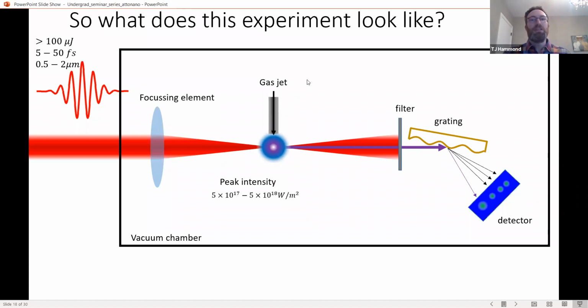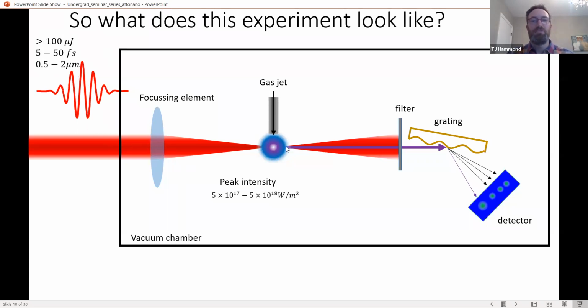What does this experiment kind of look like? Well, what you would do is you would come in with this laser pulse that looks something like this. So on the order of hundreds of microjoules. So each individual pulse isn't all that intense, but it's 100 microjoules in something like 5 or 10 femtoseconds. And the central wavelength is kind of in the visible or near infrared. So visible wavelengths are on the order of 400 to 700 nanometers. Near infrared is on the order of 700 nanometers to about 2 microns or something like that. So that's typically the lasers that we use.